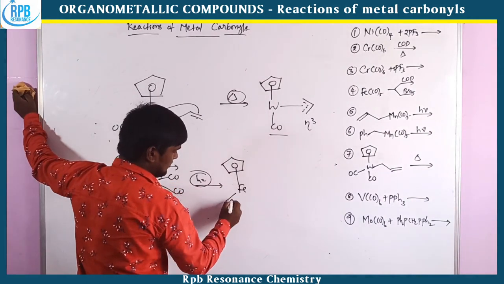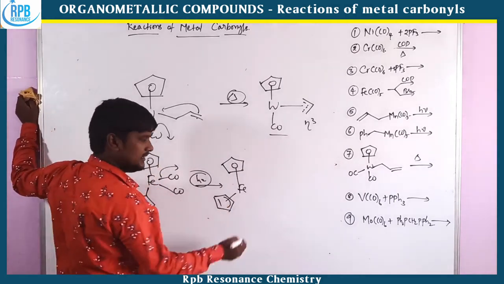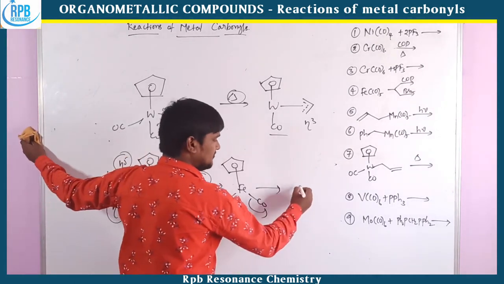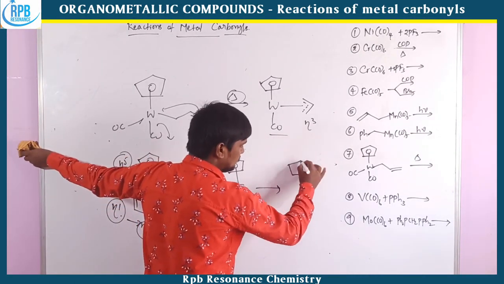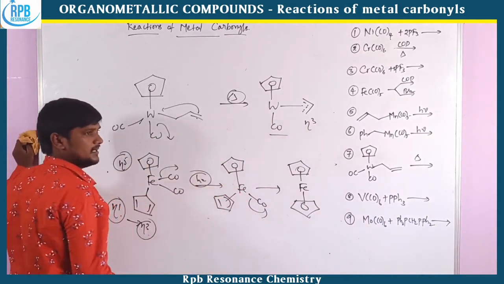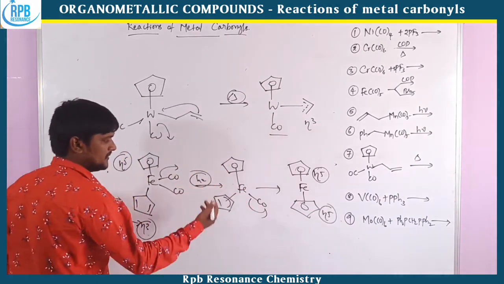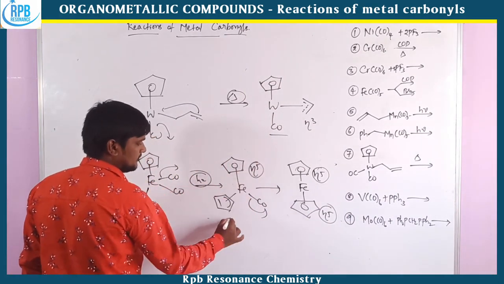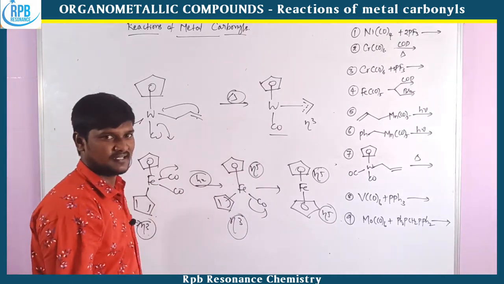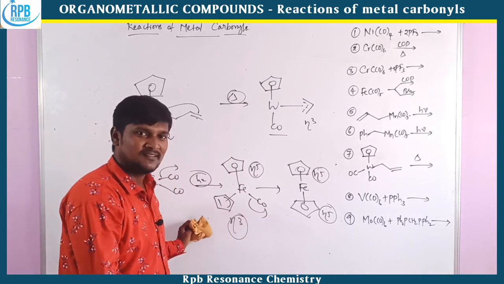So iron: eta 1 to eta 3, one carbonyl is left over. Again, the removal of another carbonyl completely changes eta 3 to eta 5. So both the cyclopentadiene systems are eta 5. This is the method to prepare ferrocene. Here eta 1 and eta 5. Very simple reactions, but very important and useful examples.